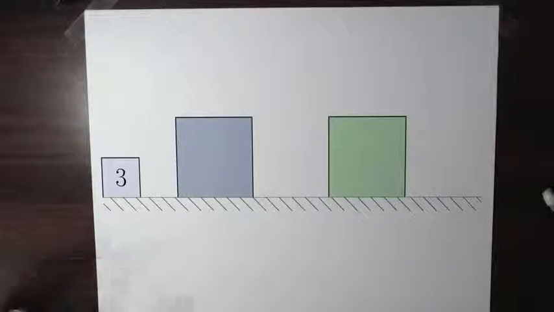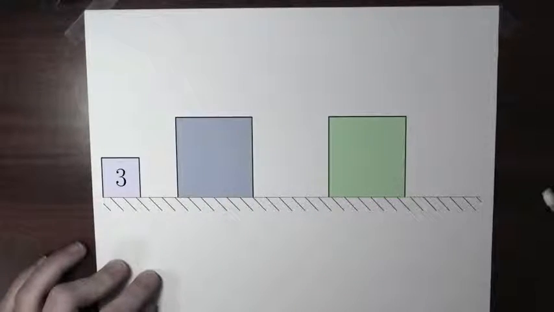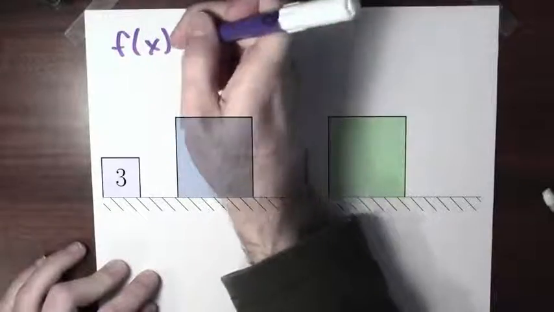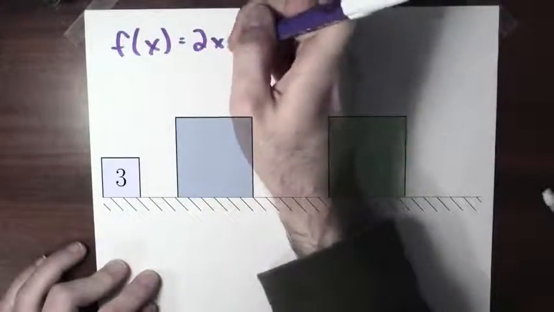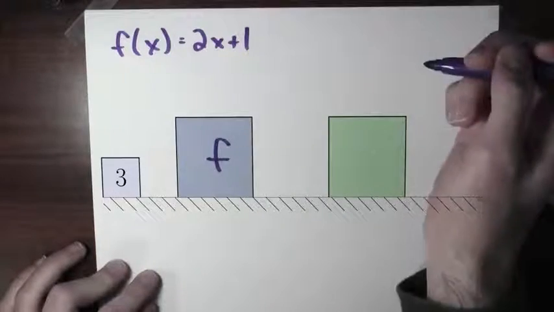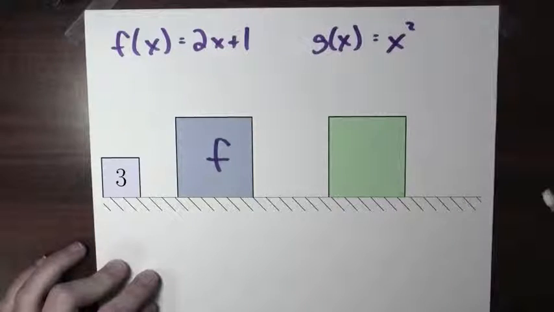Okay, so in this setup, I've got a conveyor belt, but I've got two functions, a function here and a function here. Let's pick out what these functions should be. Maybe the first function I'll call f, and f of x will be 2x plus 1. So I'll call this function f. And maybe the second function I'll call g, and g will take its input and square it. So g of x will be x squared. So I'll label this function g.